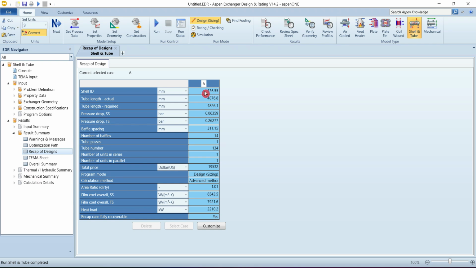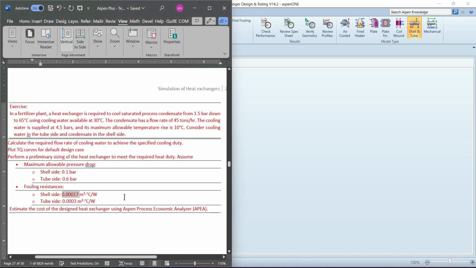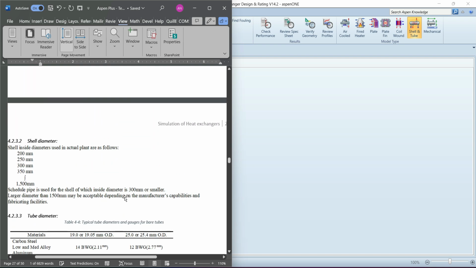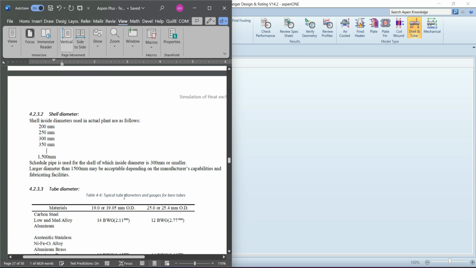We cannot take any random value. You can cross check what are the most common shell IDs. For example, in this option, the shell inside diameter for actual plants, it's not 336 millimeter. It's either 300 or 350. That means it has made some calculation, but that calculation may not be the common practice in the industry. So that means we need to change the shell ID.